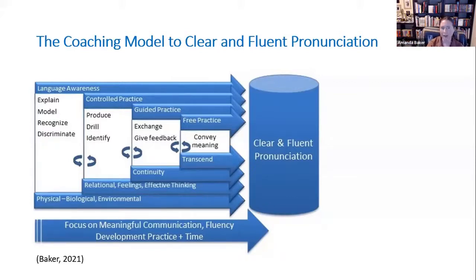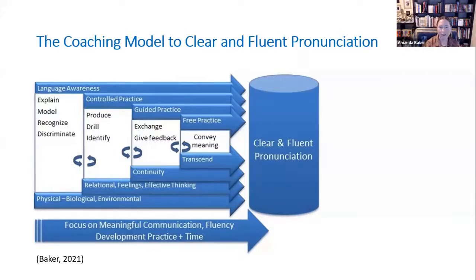Now, language awareness, as you know, will include things like explaining a pronunciation feature, modeling it, how to recognize it, and how to discriminate between different ones. Controlled practice, as the name suggests, is teacher controlled for the most part, and that will be production activities, drills, and the students actually using their own voice to identify different features of pronunciation.